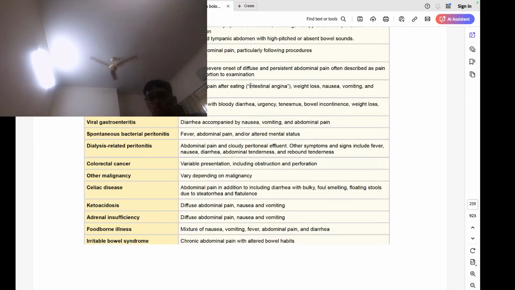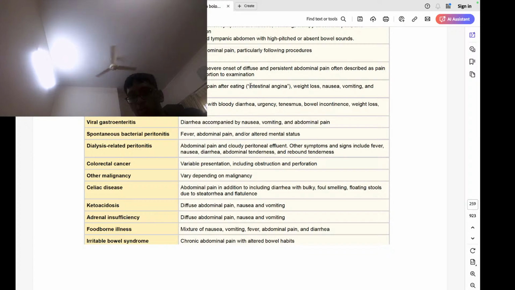Viral gastroenteritis is accompanied by nausea, vomiting, abdominal pain. Spontaneous bacterial peritonitis is fever, abdominal pain, and/or altered mental status. Dialysis-related peritonitis is abdominal pain and cloudy peritoneal effluent. Other symptoms and signs include fever, nausea, diarrhea, abdominal tenderness, and rebound tenderness.